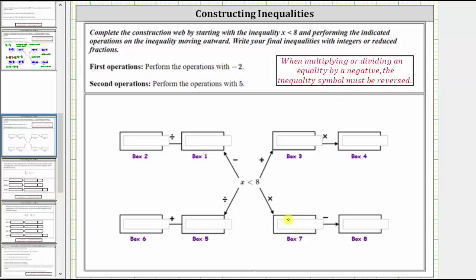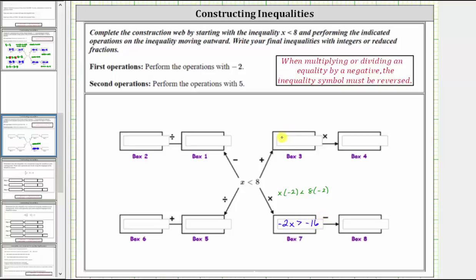Let's move in this direction first, where we multiply both sides by -2. This gives us x times -2 on the left and 8 times -2 on the right. But again, because we multiplied both sides by a negative, we must reverse the inequality to maintain a true statement. X times -2 is -2x, so we have -2x. And now we reverse the inequality, so we have greater than 8 times -2, which is -16.